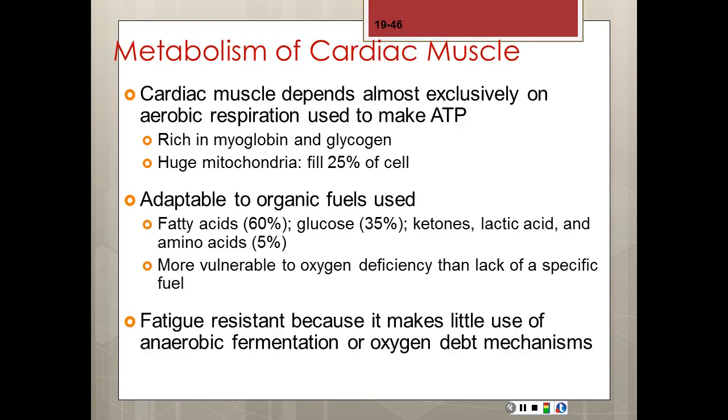Now, the cardiac muscle is adaptable to a fuel source, getting about 60% of its energy from fatty acids, 35% from glucose, 5% from other fuels such as ketones, lactic acid, and amino acids. Now, it makes little use of anaerobic fermentation and is not prone to fatigue, but it is vulnerable to oxygen deficiency.